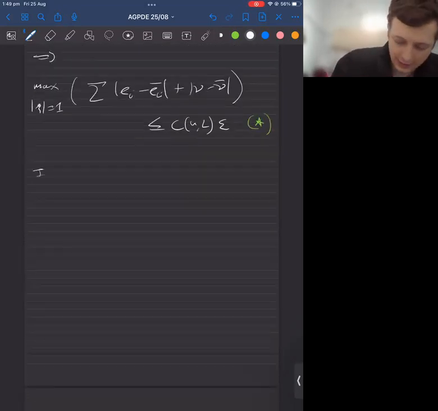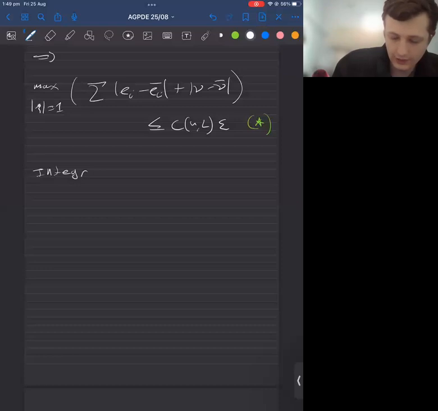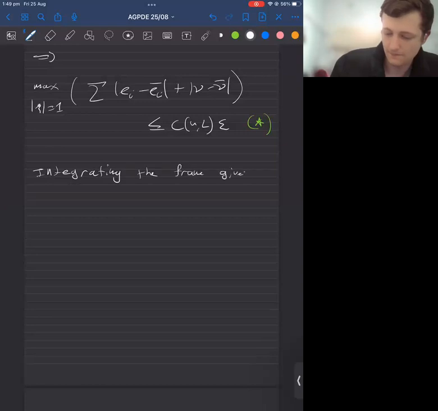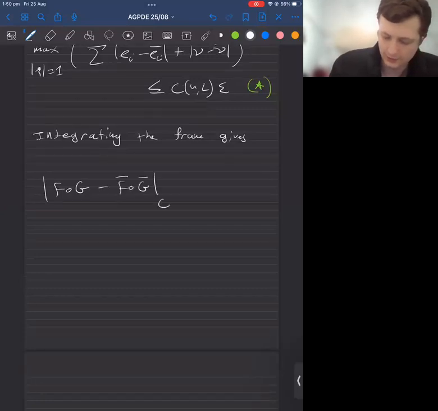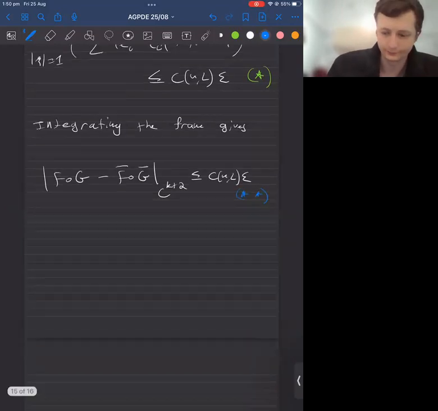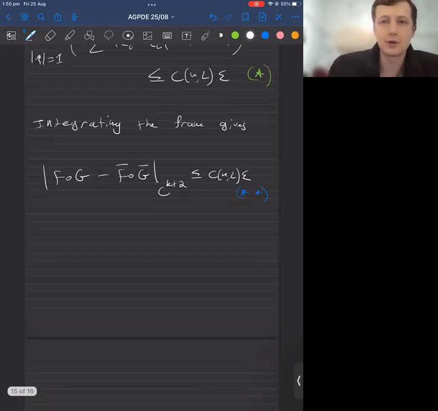This is where things start to get a little bit more hairy. Well, not hairy, just a little bit more hand waving. So if we integrate the frame, this bound in the frame will lead to a bound in the actual parameterization. Ultimately, we get that our two normal parameterizations differ in the C^(k+2) norm by a constant multiple of epsilon. Call that star star. The C^0 part's easy to see.